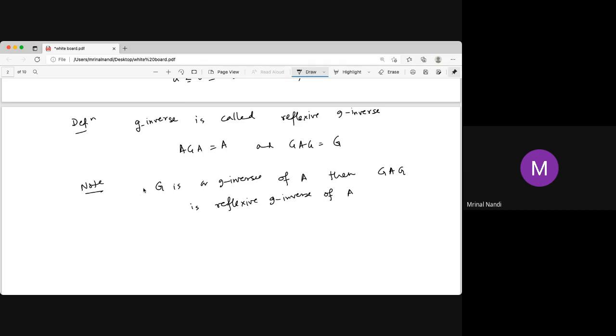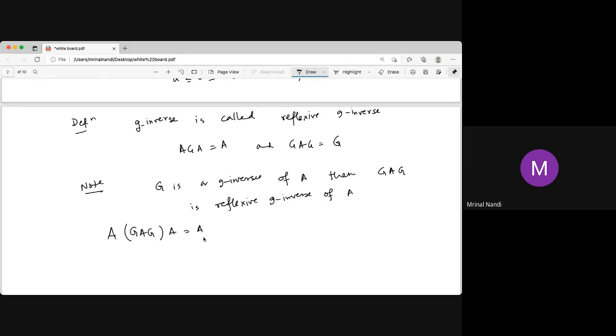So once I have any G inverse G, we can find another G inverse GAG, which may or may not be equal to G. If G is itself reflexive, then GAG is G. But if G is not a reflexive G inverse, then G is not equal to GAG, but that GAG is reflexive. So to prove GAG is reflexive, what exactly do we have to prove? We have to show two things. First, we have to prove that GAG is a G inverse. So we have to show AGAGA equal to A.